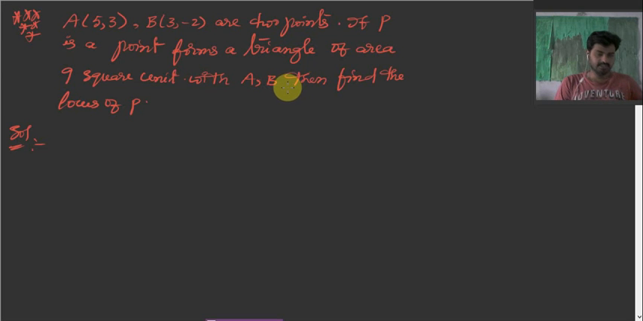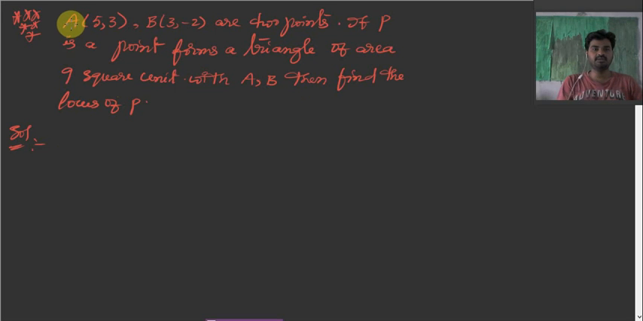So once check the given problem, the points are A (5, 3), B (3, -2). Now the area of the triangle is 9 square units. Okay, now we are going to discuss how to find this problem. So first of all, read the given sum.